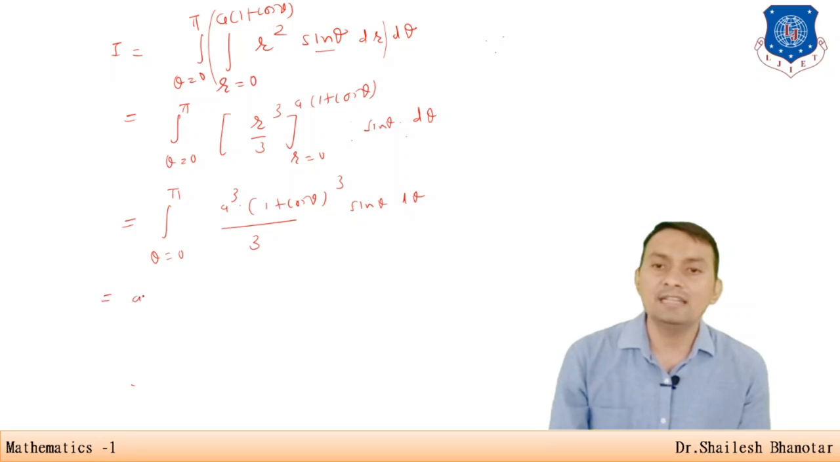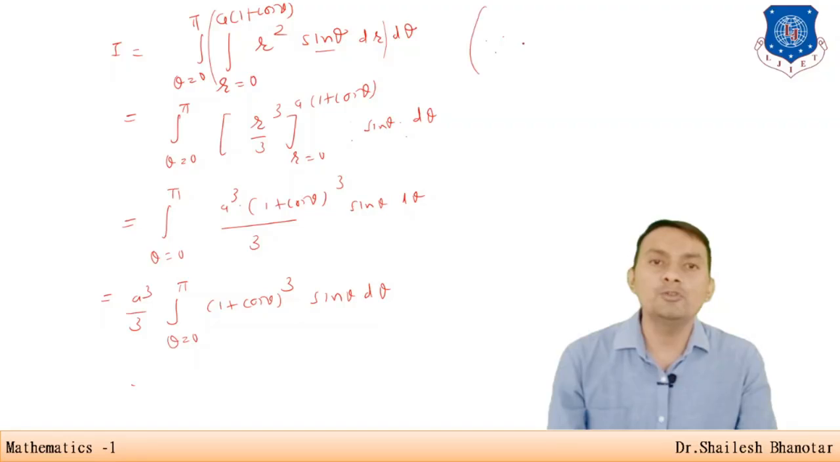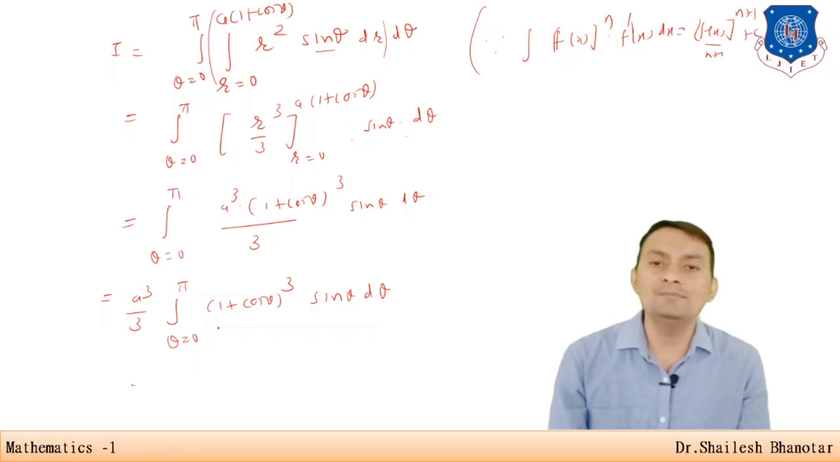But here you can see that a cubed divided by 3 is a constant quantity. So you will have integration, theta equals 0 to pi, 1 plus cos theta raised to power 3 into sin theta d theta. Here we are going to use the standard formula: the integral of f of x raised to power n into the derivative of the function, f dash x, can be written as f of x raised to n plus 1 divided by n plus 1, plus integrating constant c, and that formula I am going to use.